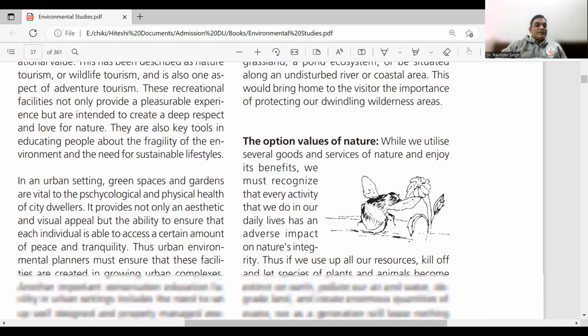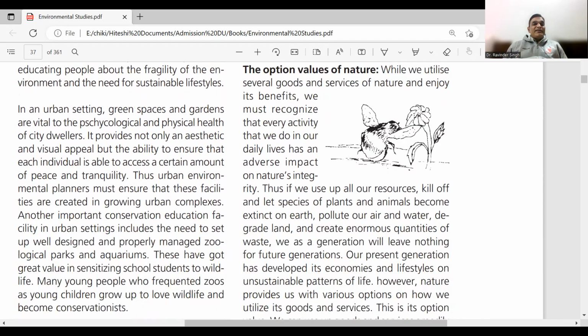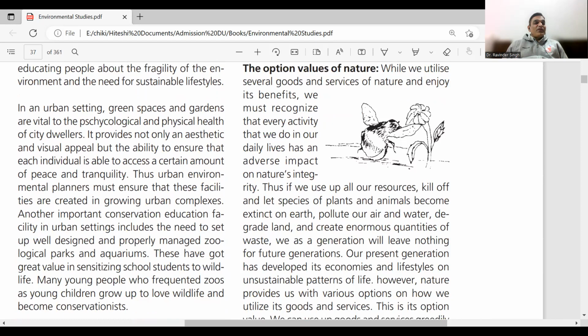In an urban setting, green spaces and gardens are vital to the psychological and physical health of city dwellers. They provide not only aesthetic and visual appeal, but the ability to ensure that each individual is able to access a certain amount of peace and tranquility. Thus, urban environmental planners must ensure that these facilities are created in growing urban complexes.